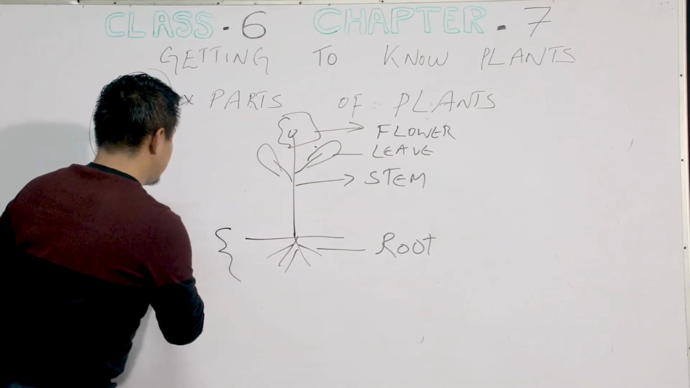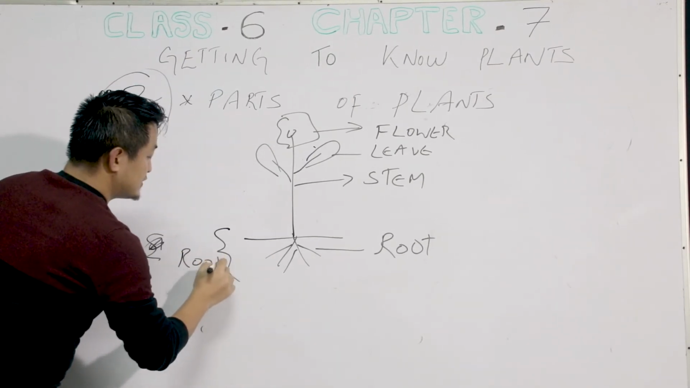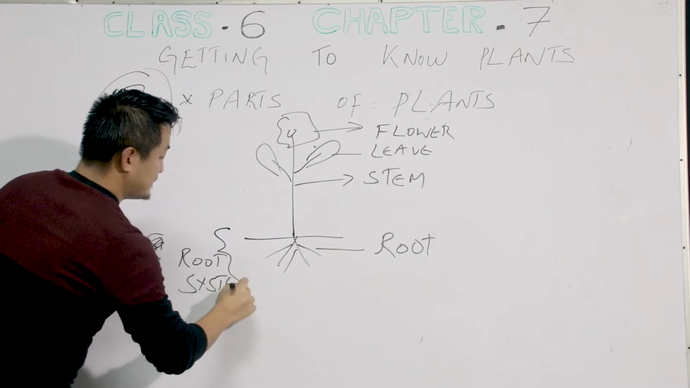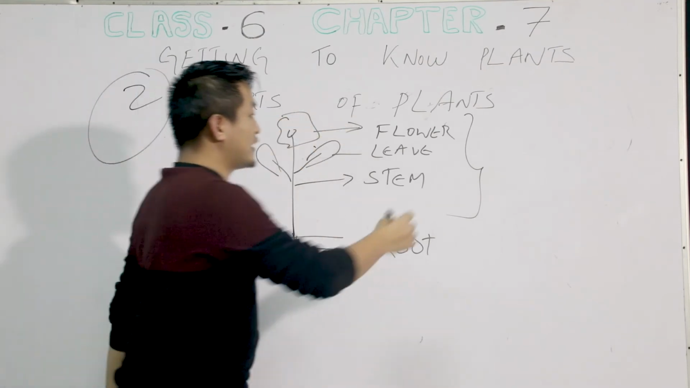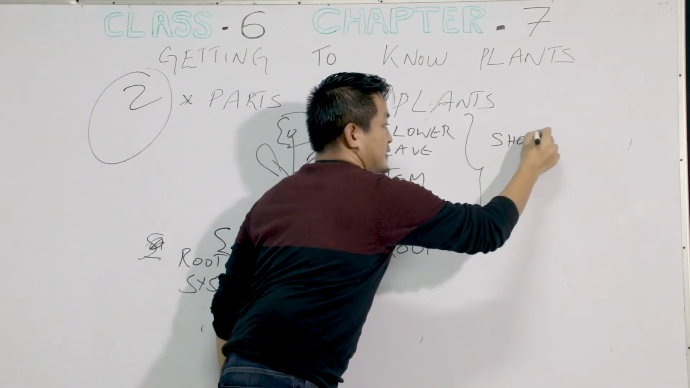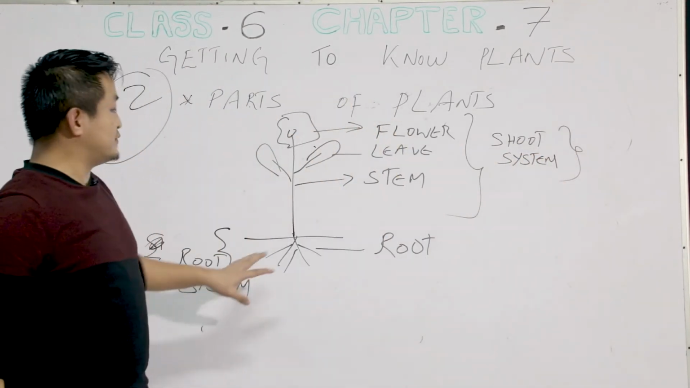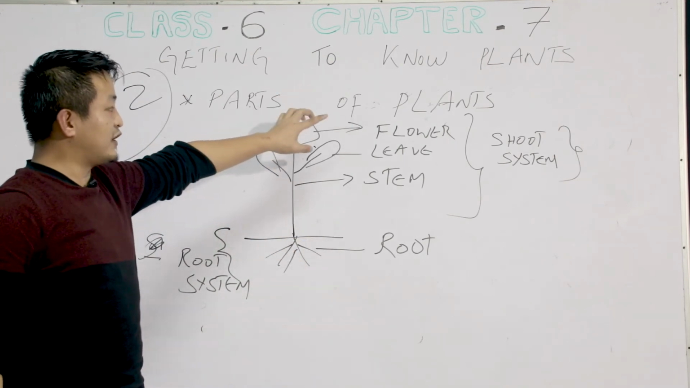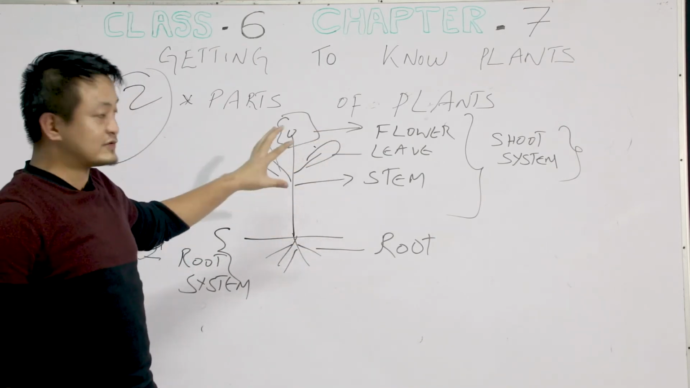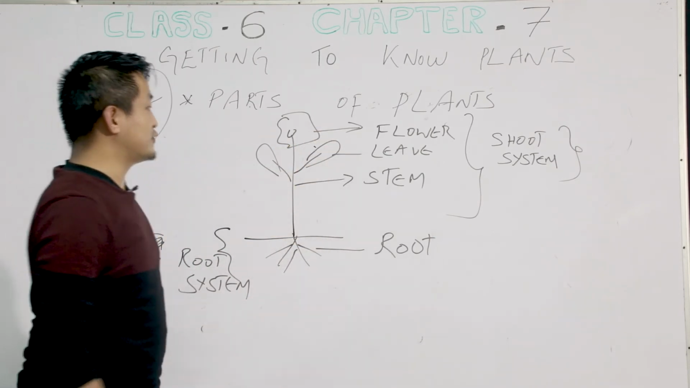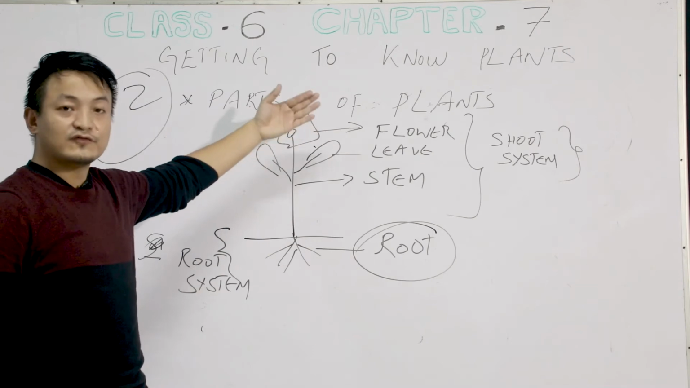This will fall under the root system. And then this one will fall under the upper part, the shoot system. So in the root system, we have the root, and in the shoot system, we have flower, leaf, and stem. We'll study all this in detail. First, let's start with the root, then stem, then leaf and flower.